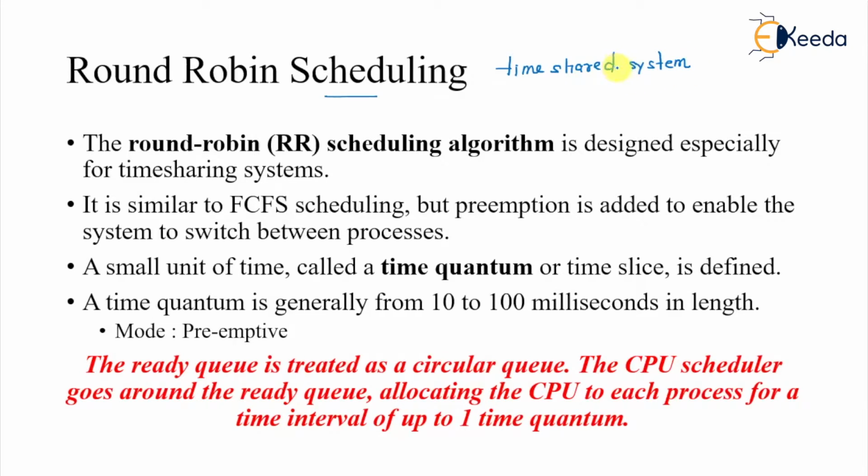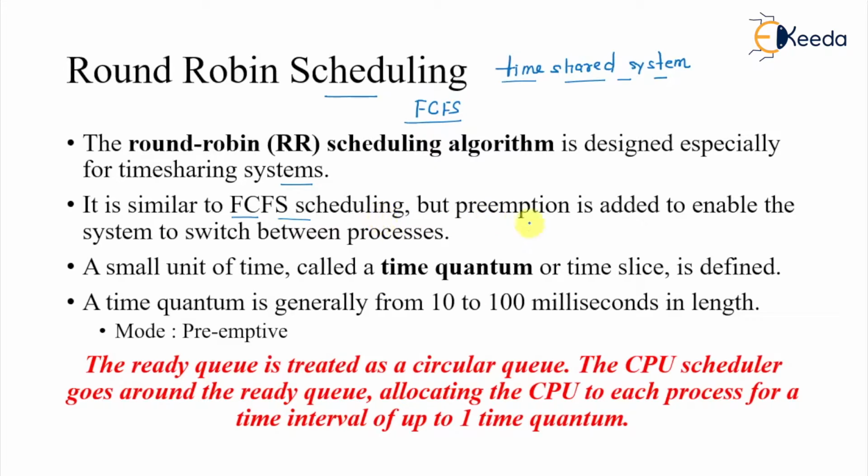I have already described in the previous lecture what exactly time sharing systems are, where multiple users are there and each user may feel that the system is dedicated to them. So that is the first point: the round robin scheduling algorithm is designed especially for time sharing systems. There is nothing new about the policy. It is FCFS scheduling, so processes will be scheduled in first come first serve order.